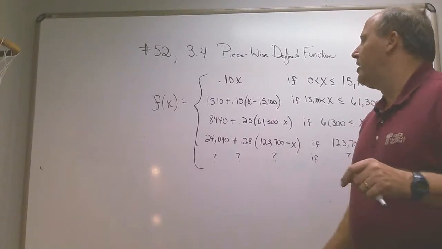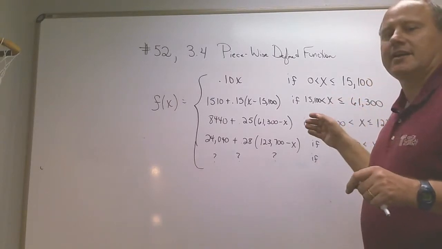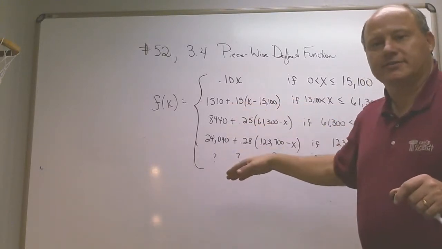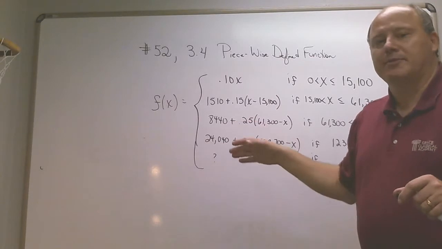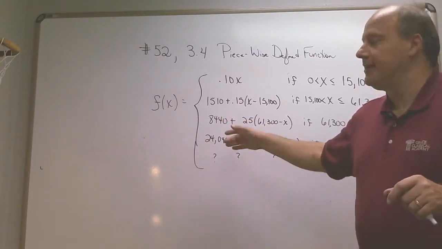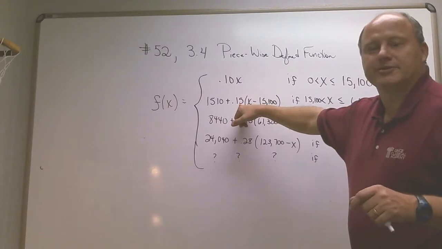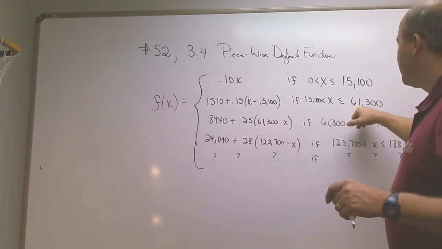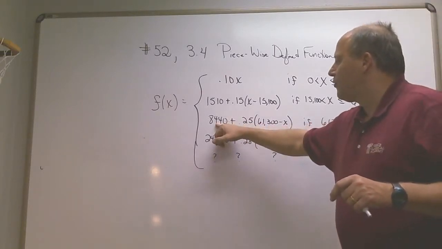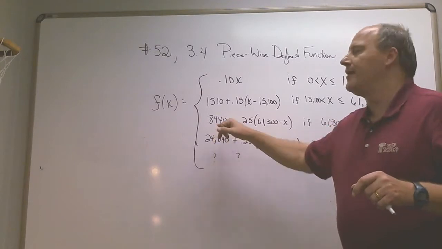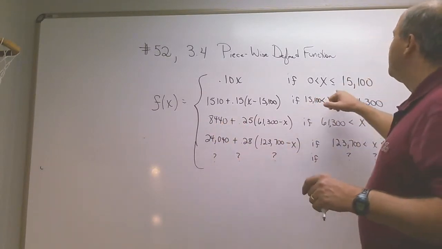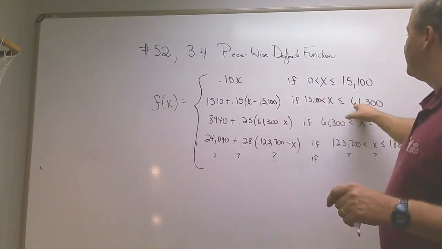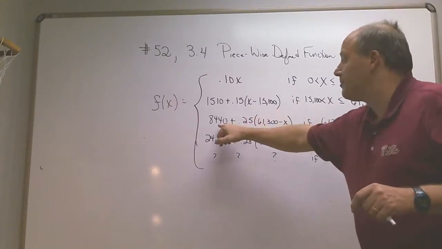So in other words, if you made over about $20,000, you're going to have to pay more taxes at a higher tax rate. So don't let anybody ever tell you that the rich people don't pay more taxes, because they do. They have a higher tax rate of 15%. Then if you make over $61,300, they're going to charge you $8,440. How do they get that number? They got it by taking the first 10% of your $15,100 and 15% of the excess all the way up to $61,300. That's where this number comes from.